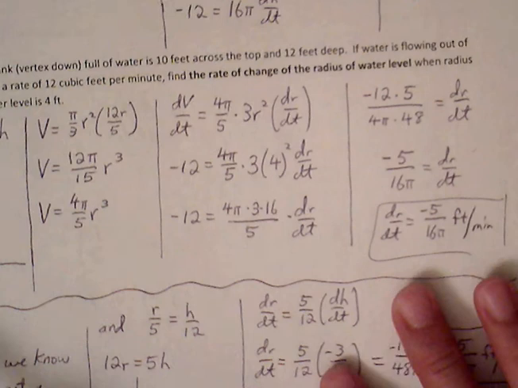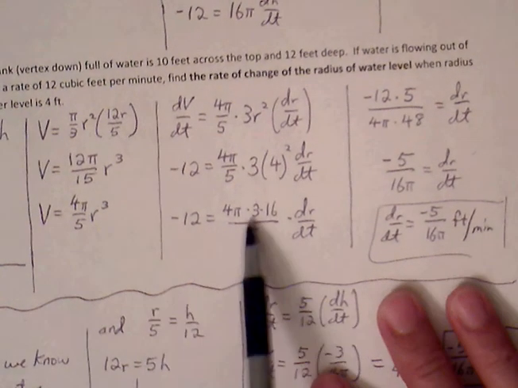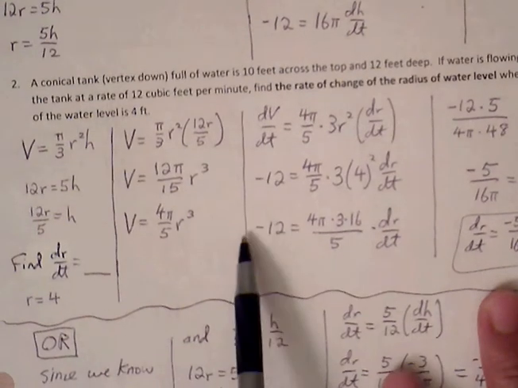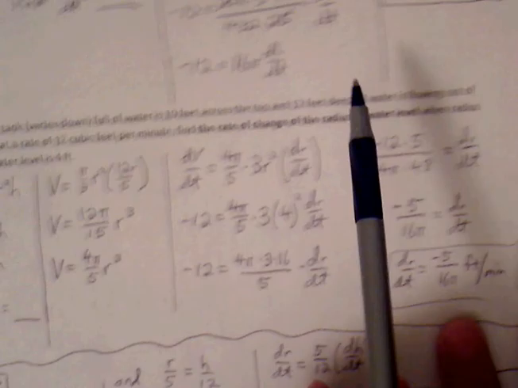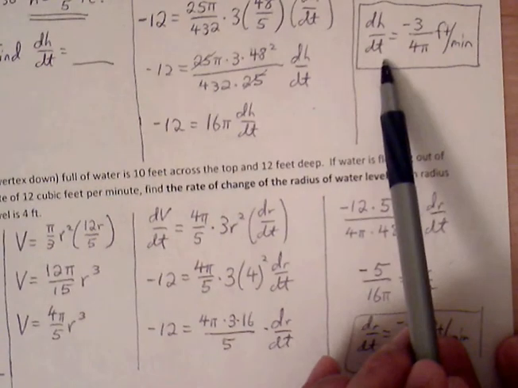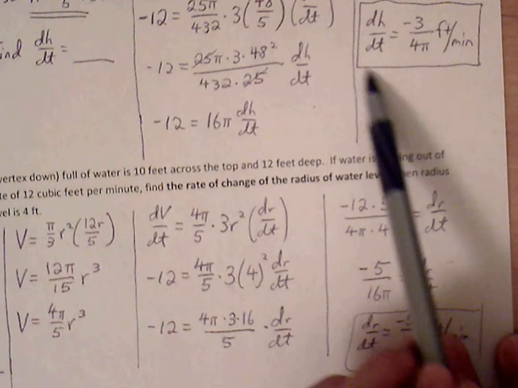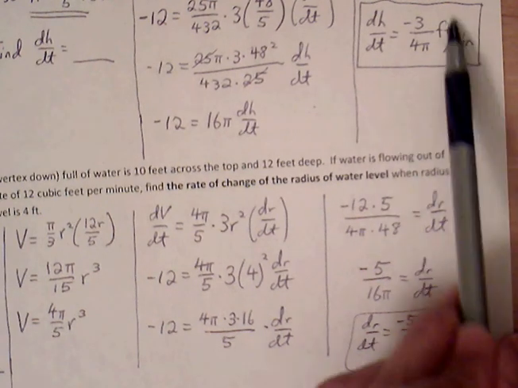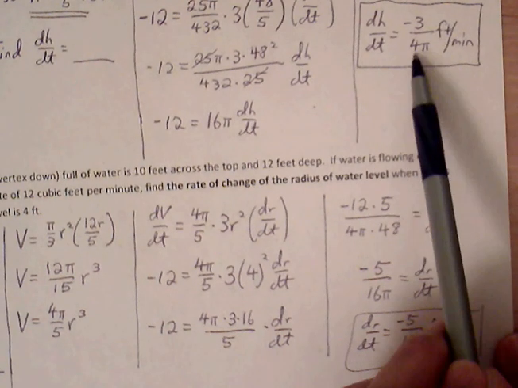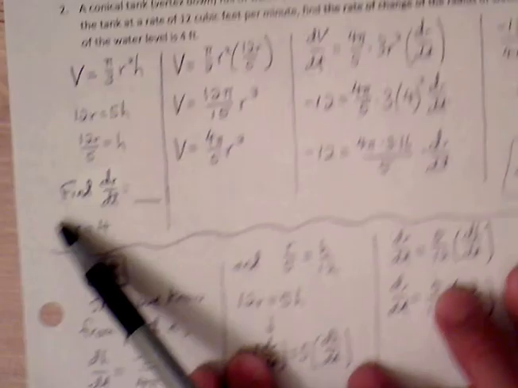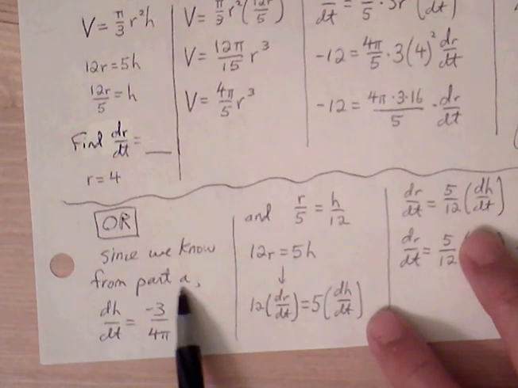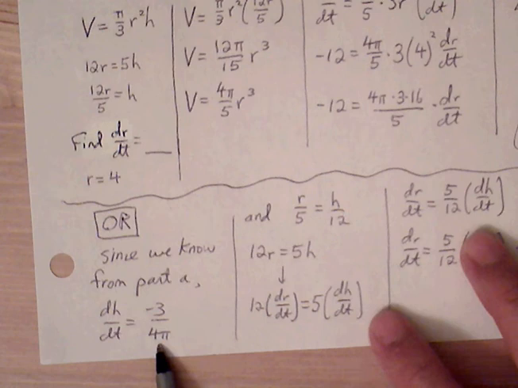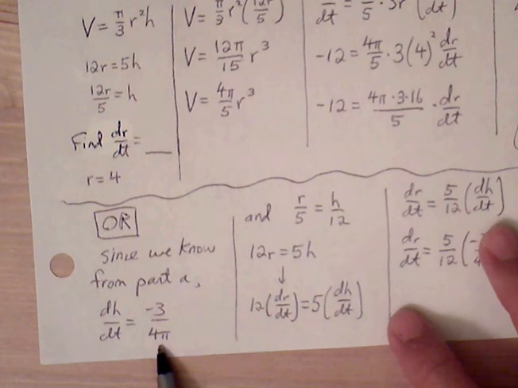Okay. Or another way that we can solve part B, or number 2, is assuming that we've already found part A, we can find dr dt a lot faster because we already have dh dt. Okay, so let's look at how we can do that. We already know from part A that dh dt is negative 3 over 4 pi feet per minute.